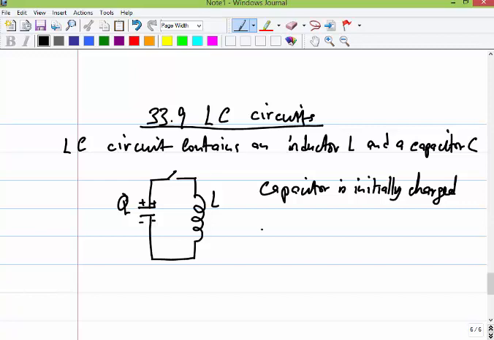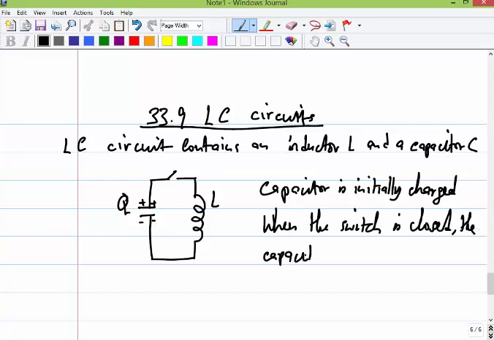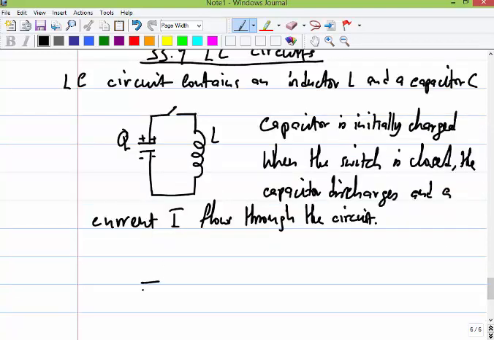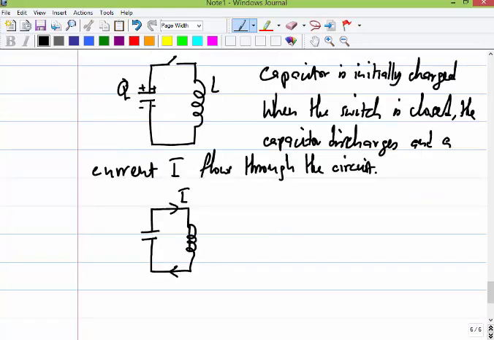The capacitor is charged initially. And then when the switch is closed, the capacitor discharges into the inductor, and the current flows. We call the current I flowing through the circuit. So we can close this again now, and now there's a current I flowing through the circuit once the switch is closed. Then the magnetic field is going to go this way, B.